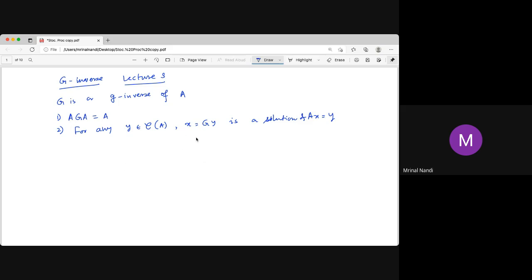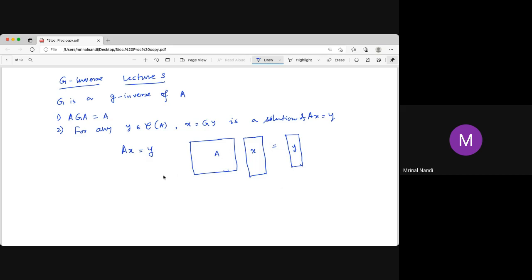So what is actually the second thing? We know the equation Ax equal to y. We know there is a solution if and only if that y is in the column space of A, because Ax is nothing but a linear combination of the columns of A. So that means your y is actually a linear combination of columns of A. That means y belongs to the column space.